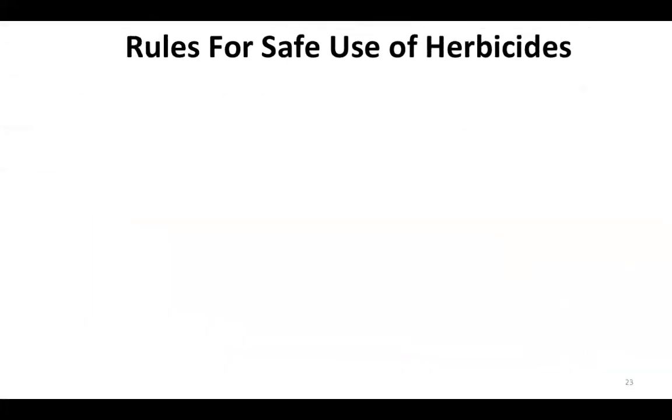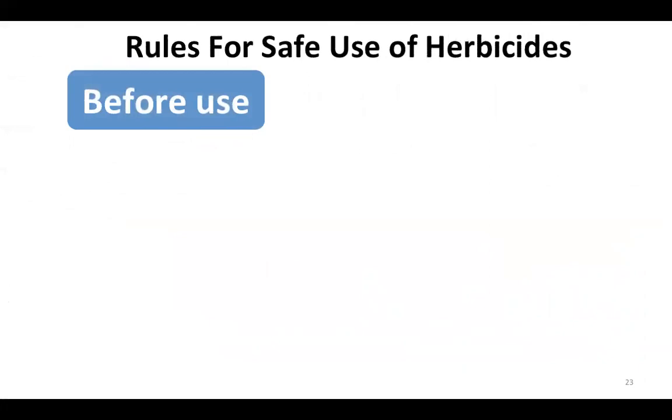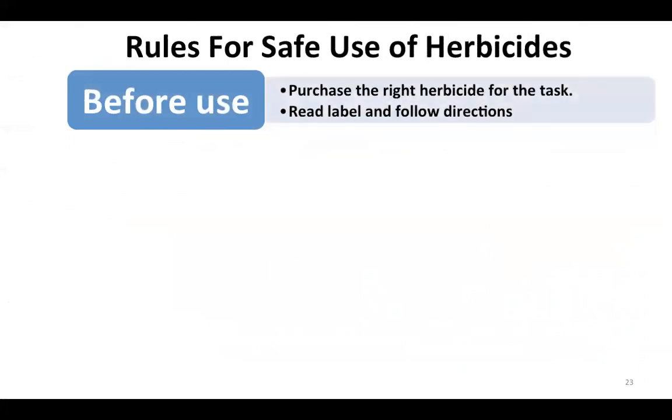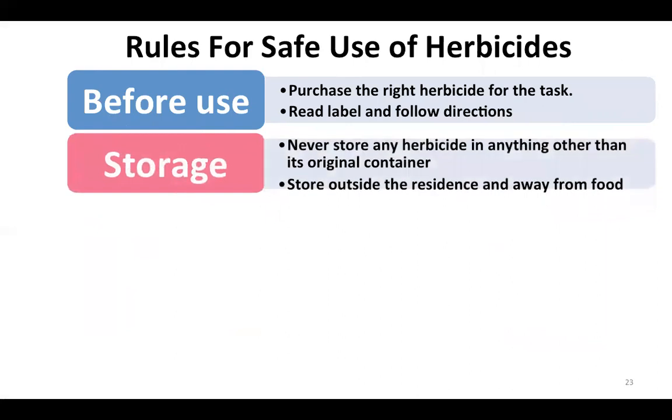So what should be the rules in order to use these different kinds of herbicides? What should we follow in order to control this type of pollution? Before usage, we should purchase the right herbicide for the task. We should read all the labels on the bottle, and we should follow all the instructions. Once we purchase, we should store. The next issue is storage. We should never store any herbicide in anything other than its original container. We should not transfer the herbicide from one container to another. It should be stored outside our residence, away from all food materials.